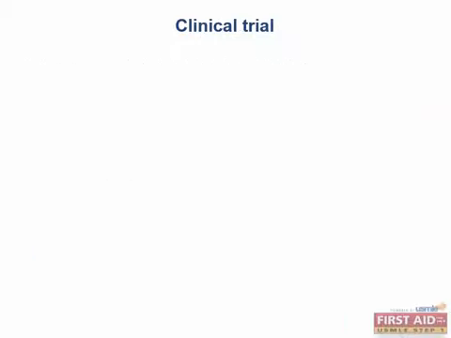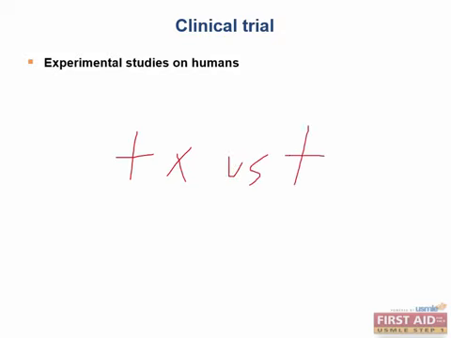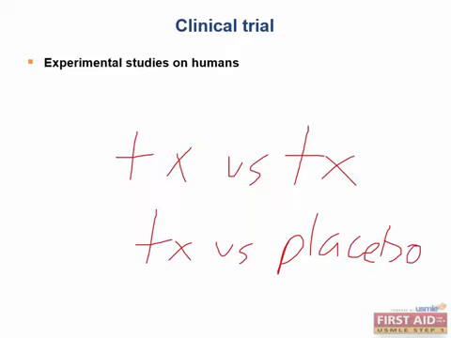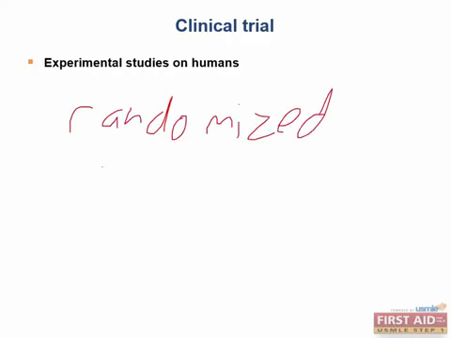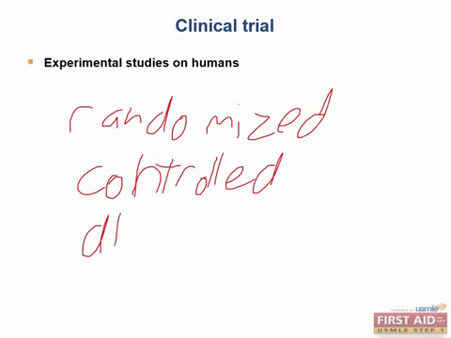Our next topic is the clinical trial. Clinical trials are experimental studies involving humans, and they compare the therapeutic benefits of one treatment versus another treatment, or of a treatment versus some placebo. So, what are the characteristics of the highest quality clinical trials? Well, they should be randomized, controlled, at least double-blinded, and by that I mean neither the patient nor the investigator knows whether the patient is in the treatment or the control group.